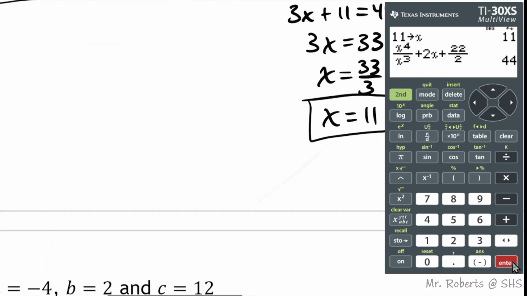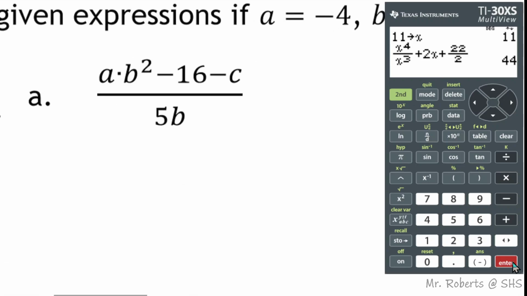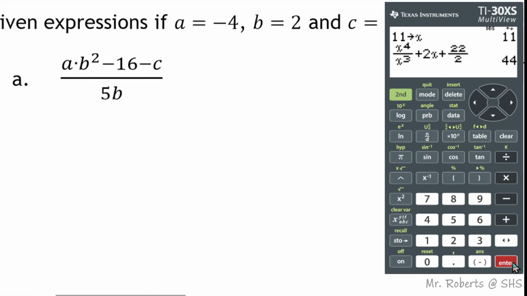All right, we're on to our last page. This is the second point. No, actually, that's part B. Let's look at part A first. So part A has a times b squared.